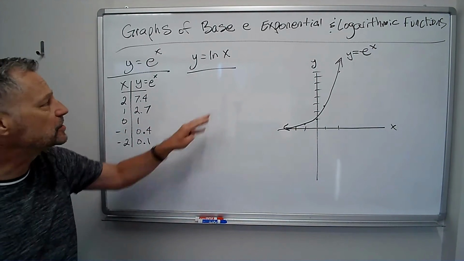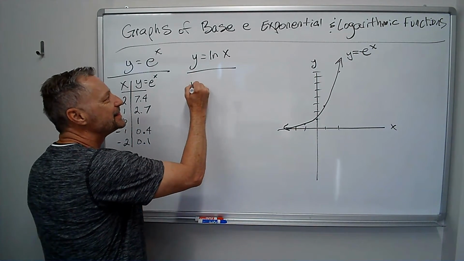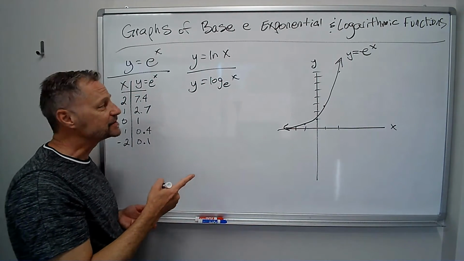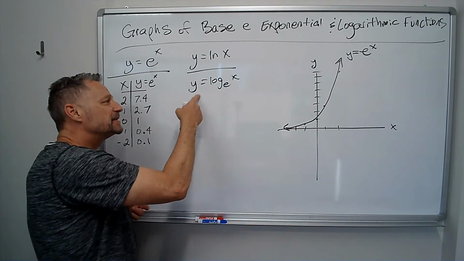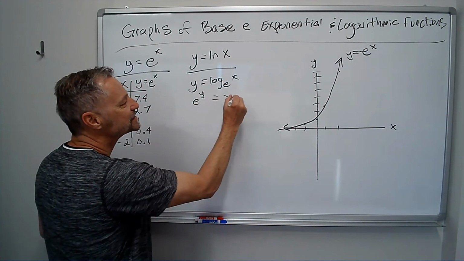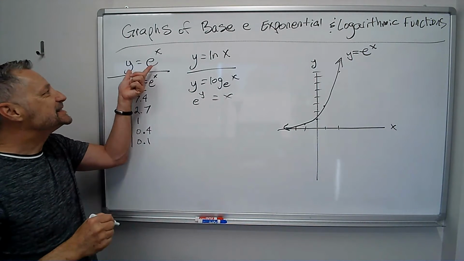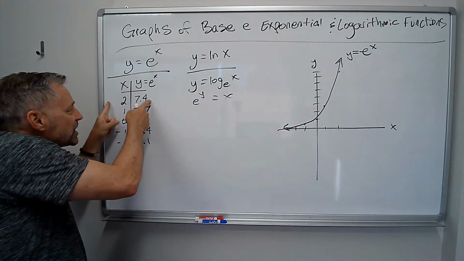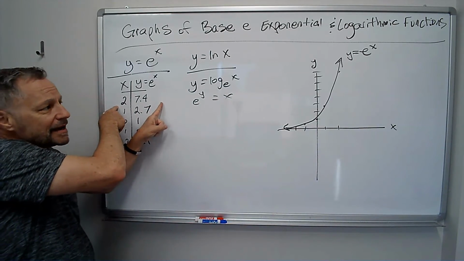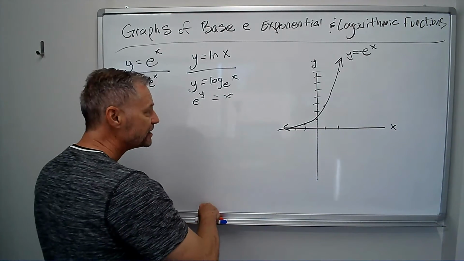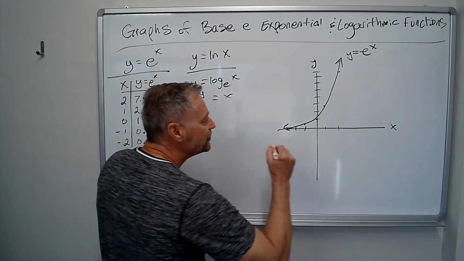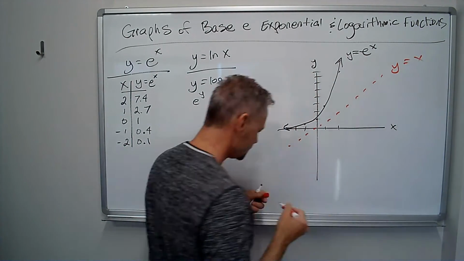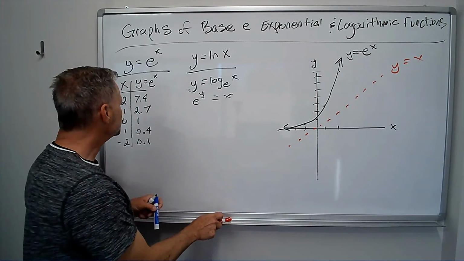What does the log look like? Well, remember, that's the same as saying log base e of x. That's what ln means. If I change this to exponential, I get e to the y equals x, which is this function where I've just swapped the x and y. So I can take all these, swap x and y, and essentially what that does is it takes that graph and flips it around the line y equals x. So it's the reflection across there.